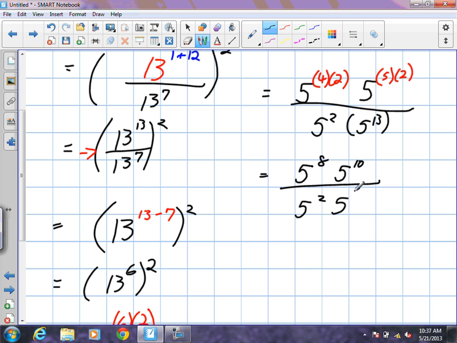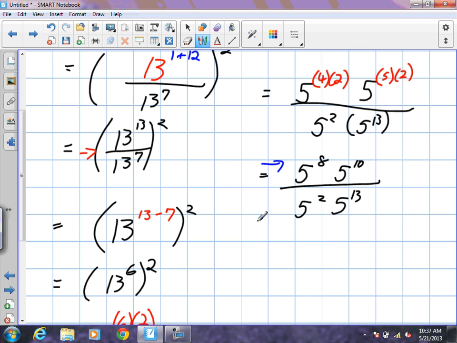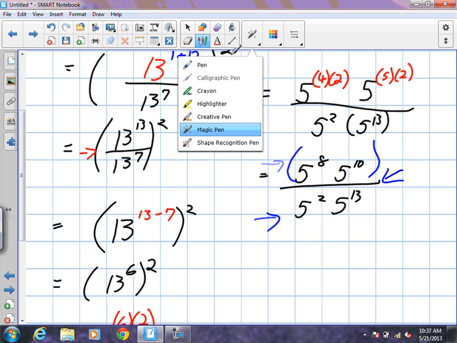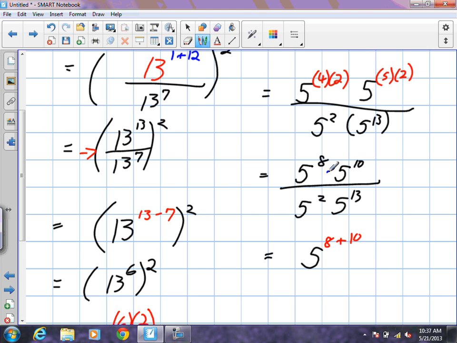So let's deal with the top by itself and the bottom by itself and then divide after. If we're going to simplify the top, how do I write that as a single base? 5 times 5 to the power of 8. Not times. Plus. Plus because these are multiplied by each other. They're not a power of a power. So we have to make sure we distinguish our 3 rules when going through this.